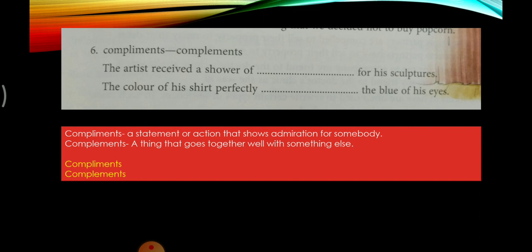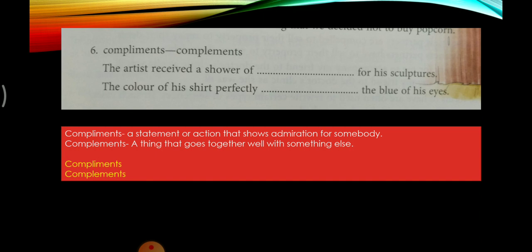C-O-M-P-L-E-M-E-N-T-S. Instead of the I after PL, here it is E. Okay? A small change in the alphabet and a huge difference in the meaning. The meaning is a thing that goes together well with something else. Like this chocolate garnish complements the ice cream. So the chocolate garnish is going well with that flavor of ice cream.